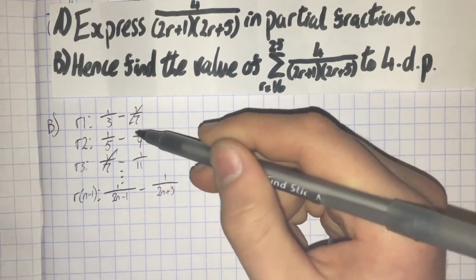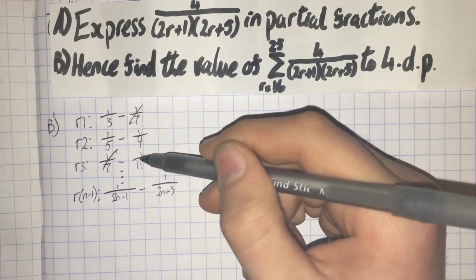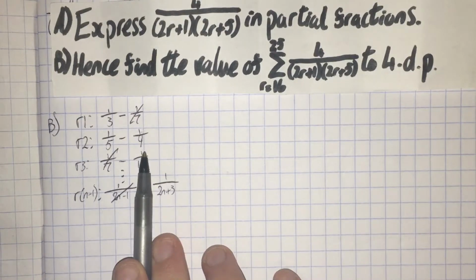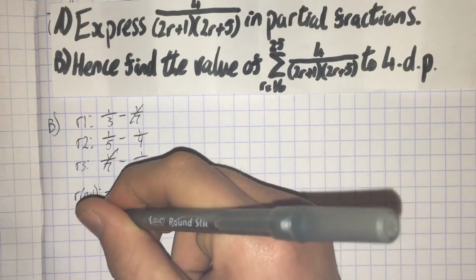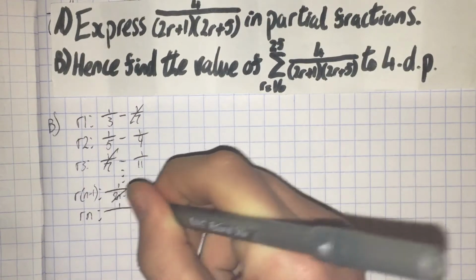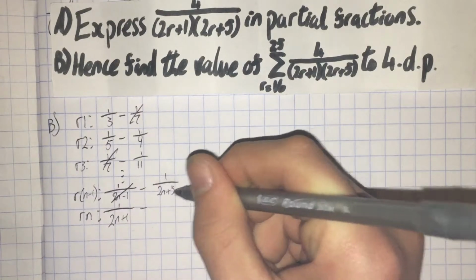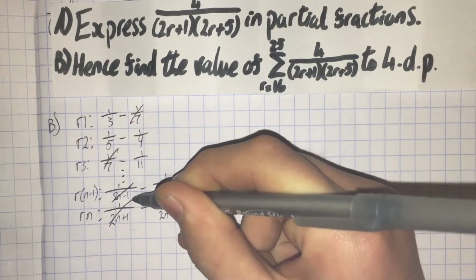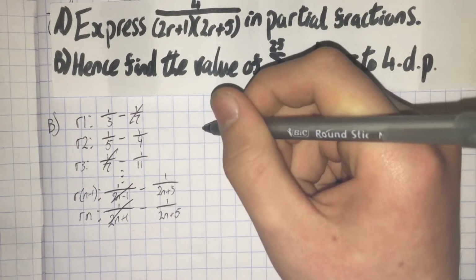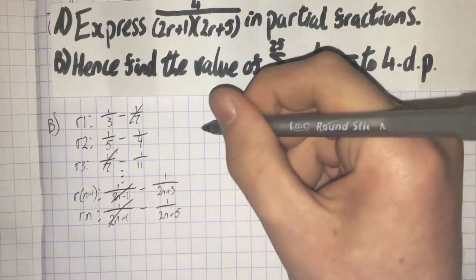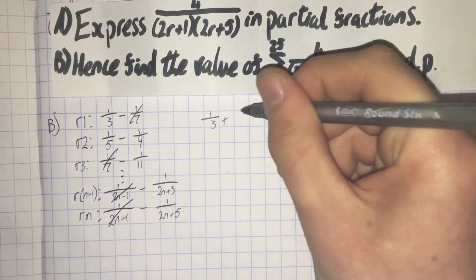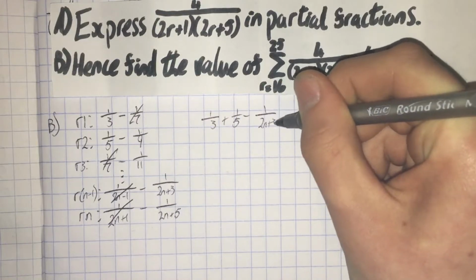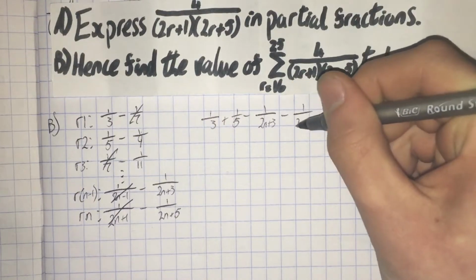So cancelling off 2 times down, this will cancel off when r equals 4, this will cancel off when r equals 5, and this will cancel off with 2 terms up, and we'll have r equals n, so we'll have 1 over 2n plus 1 minus 1 over 2n plus 5, and this will also cancel off. So that shall give us overall a third plus a fifth minus 1 over 2n plus 3 minus 1 over 2n plus 5.